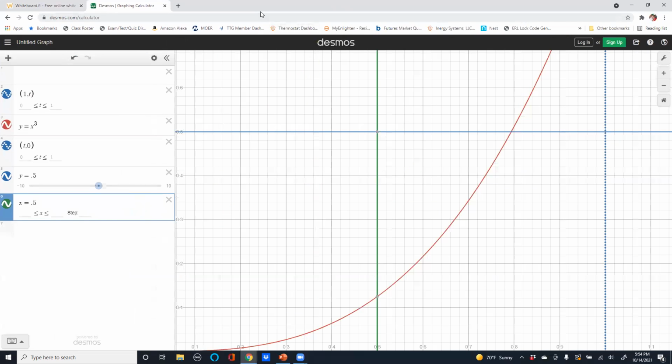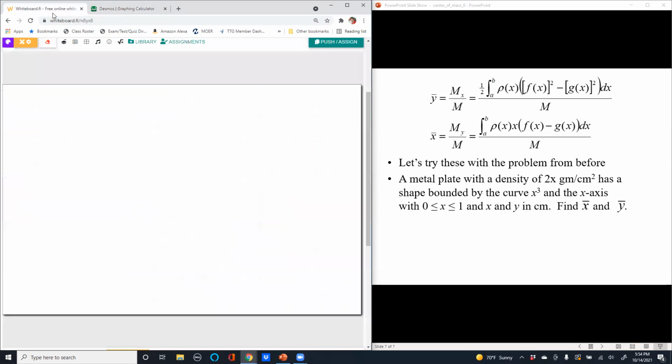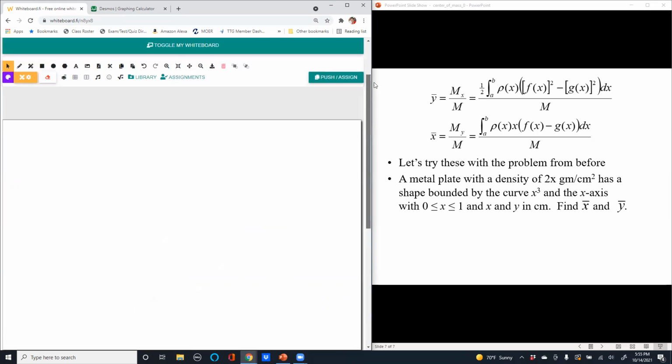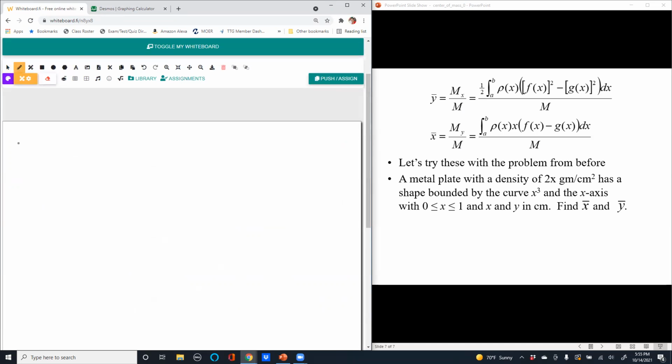Okay, let's look at calculating this. We're going to use these formulas, and I'm going to start with x bar because, again, that's the more straightforward. If you have any questions as I go through this, please feel free to ask. The first thing we need is the mass. Let's talk about the total mass of that plate. What we need is basically the area times the density.